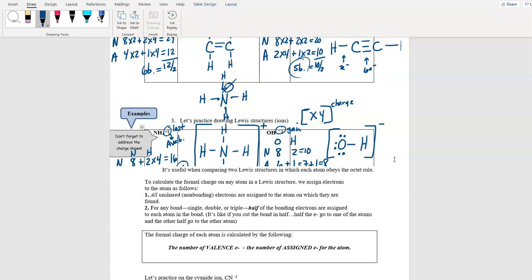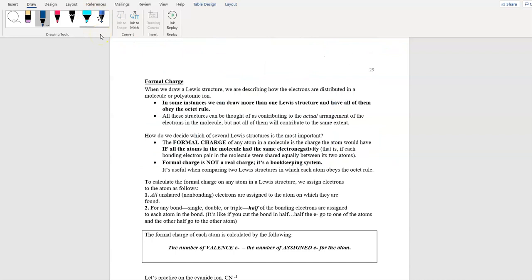Okay? The name of the game is this. Let's take a little moment. It's called formal charge. When we draw a structure, we are describing how the electrons are distributed in the molecule or the ion. In some instances, we can draw more than one possible structure, and all of them have to obey the octet. The problem is, it's the multiple bond ones. Sometimes, who says it has to be a double or 2 double bonds between it? So like something like this.